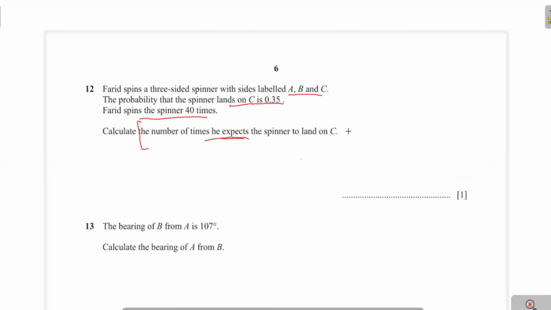The number of times he expects the spinner to land on C will be 40 multiplied by 0.35, and this will be equal to 14.